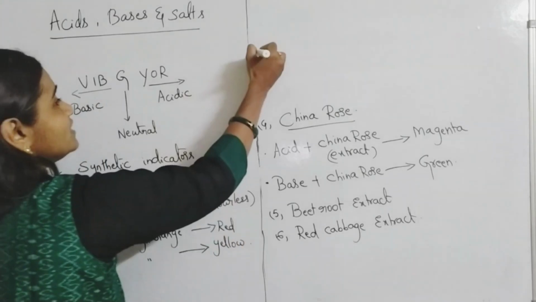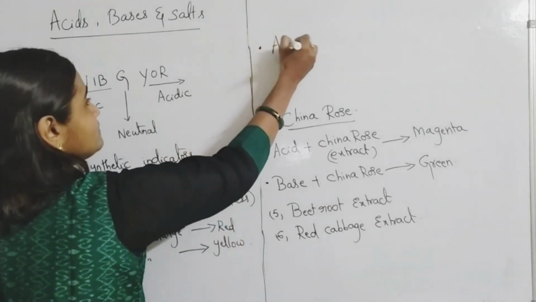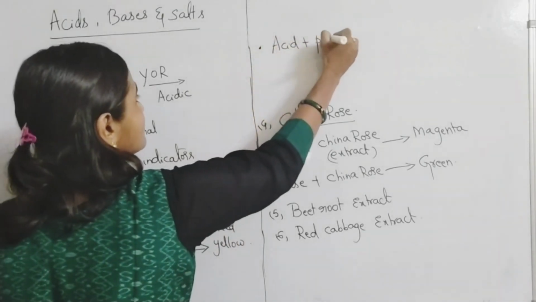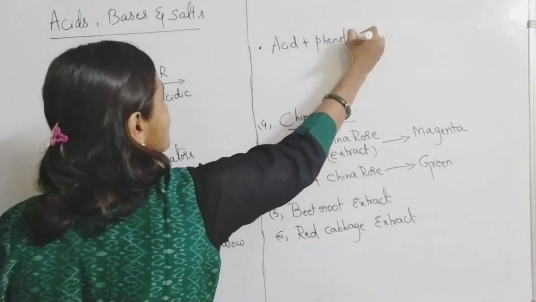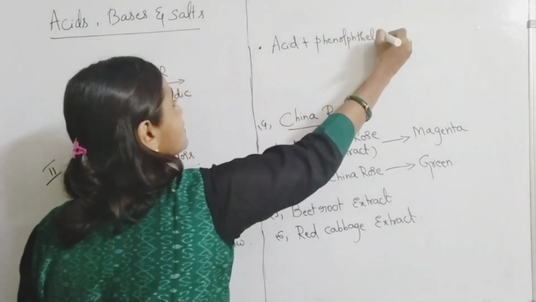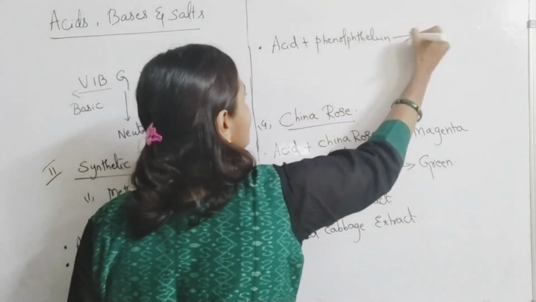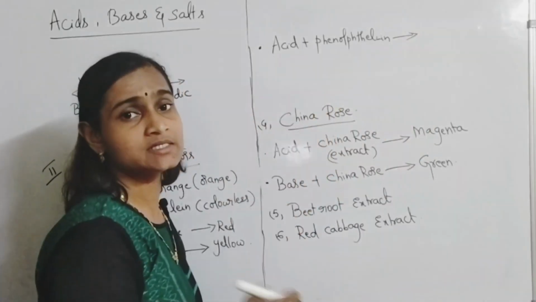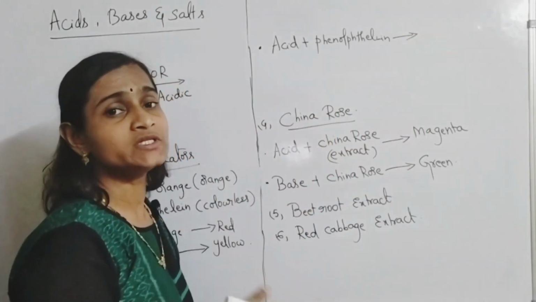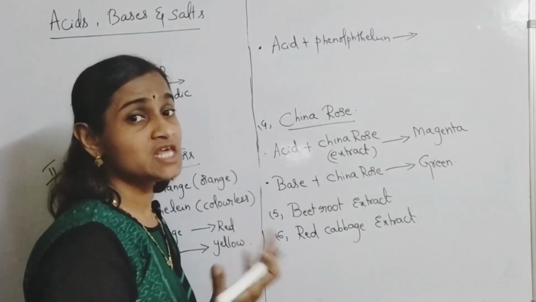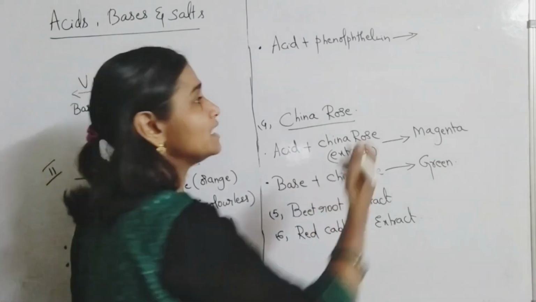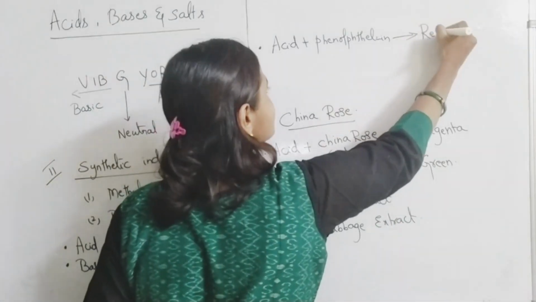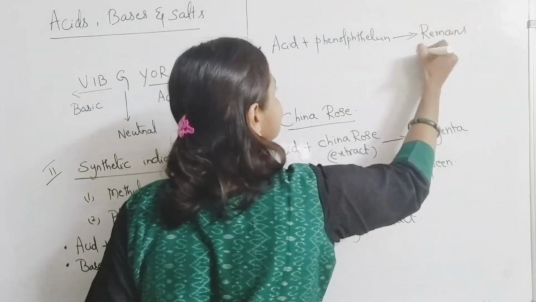Now with the phenolphthalein. See here, acid plus phenolphthalein. Phenolphthalein is actually what? Colorless. Now acid plus phenolphthalein remains colorless. Acid is colorless, phenolphthalein is also colorless, so if you add both of them, you will not observe any change in color. That means it remains colorless.